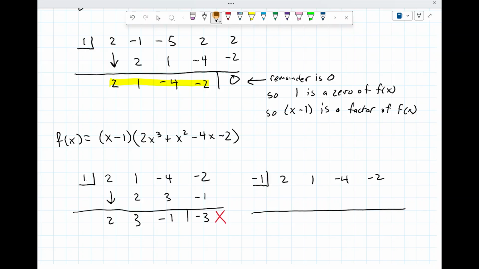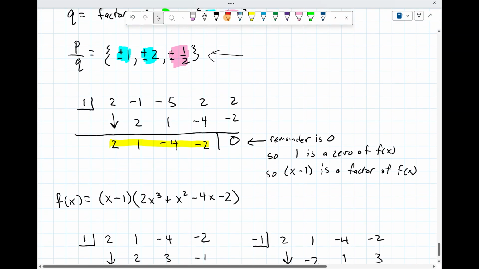And we go through that whole process again. Bring down the 2. Negative 1 times 2 is negative 2. 1 plus negative 2 is negative 1. Negative 1 times negative 1 is positive 1. Negative 4 plus 1 is negative 3. And negative 1 times negative 3 is positive 3. And we have a remainder here. So this is also not a 0. So I've tried positive 1 and negative 1.